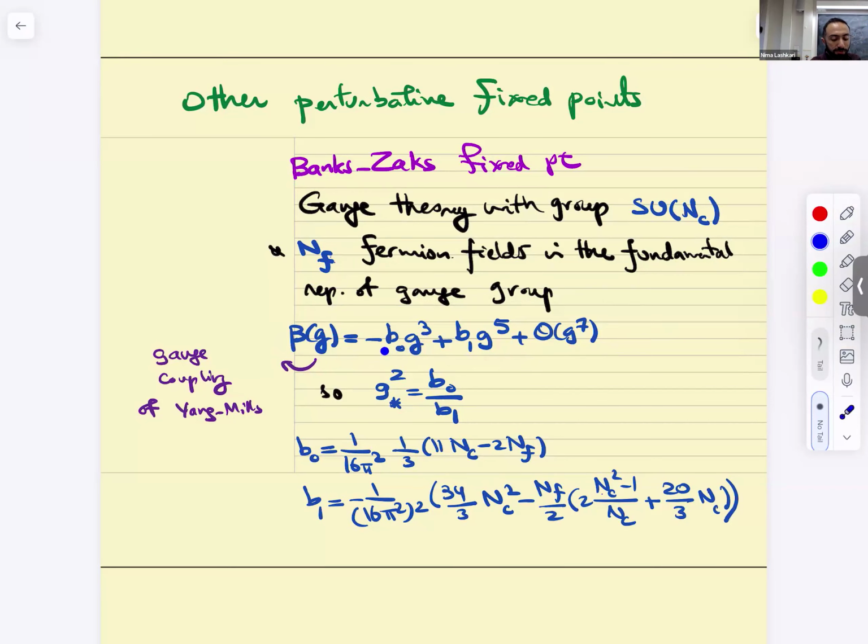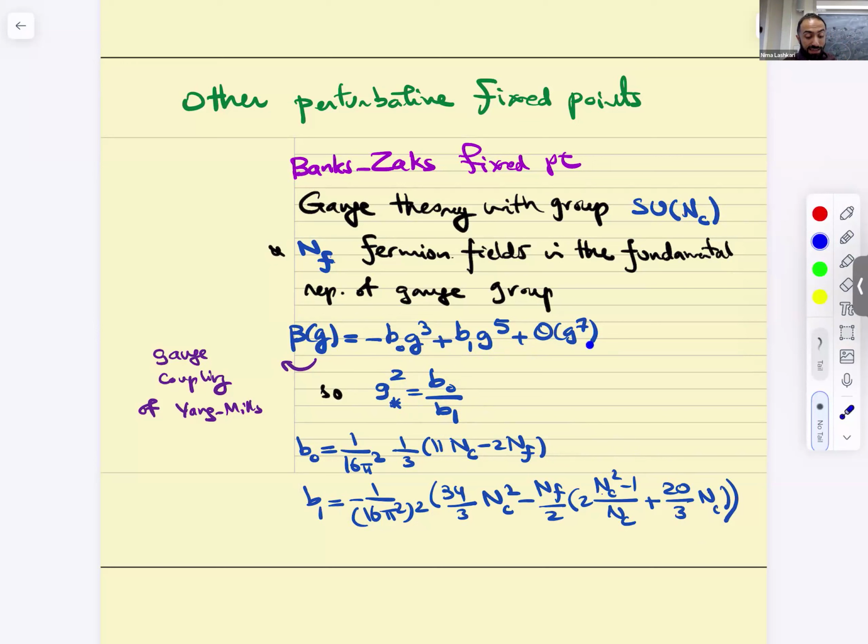There is a G cubed term with a minus sign, B0 plus B1. So there is a G star, which is a fixed point, B0 over B1. What are these values of B0 and B1? You could write them down in terms of NC and NF. The only thing they depend on are just NC and NF, and they come out this way. So there is a range of NC and NF where you have a G star, where you get a cancellation.